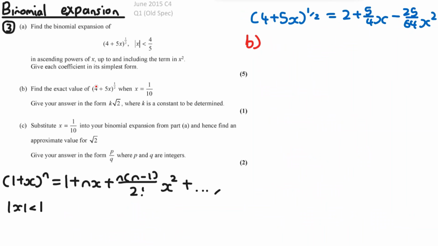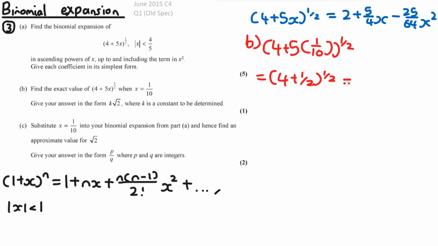So for part B, we need to find the exact value of this bracket here when x is equal to 1 over 10 and it needs to be in the surd form. So as we need to find the exact value, it needs to be in the form of a surd. This is kind of indicating that we don't use this up here. We actually sub x is equal to 1 over 10 into this here and find the exact value. So it's going to be 4 plus 5 of 1 over 10 to the power of a half, which is going to be equal to 4 plus a half to the power of a half, which is going to be equal to 9 over 2 to the power of a half.